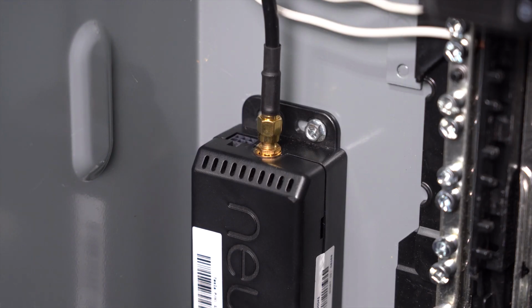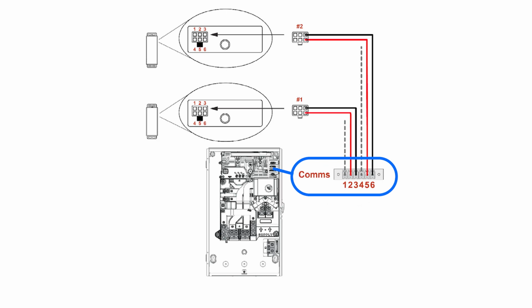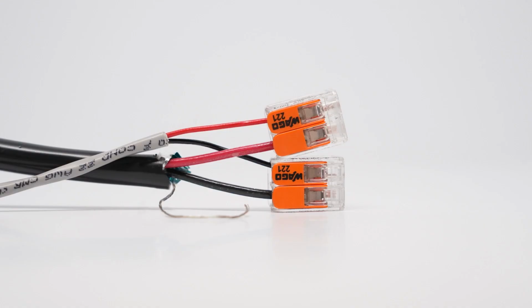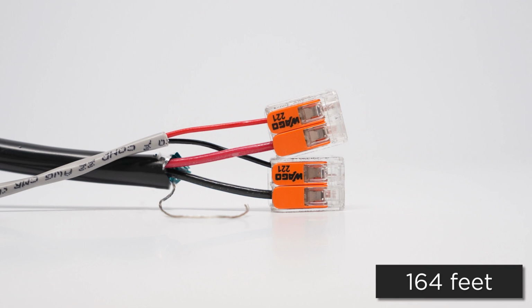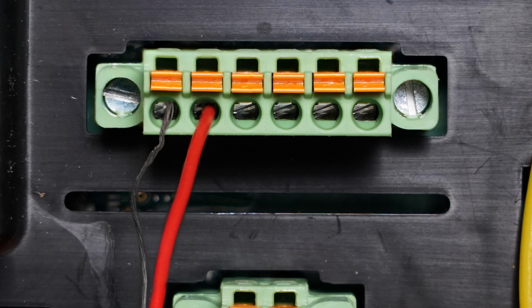Plug the RS-485 wire harness into the port on the remote meter. Then, connect the harness leads to the corresponding connector in the gateway labeled COMS. The harness leads may be extended up to 164 feet by splicing shielded wire to the harness. For the remote meter, connect the drain wire to the first pin on the COMS connector. Connect the red lead to the second pin and connect the black lead to the third pin.